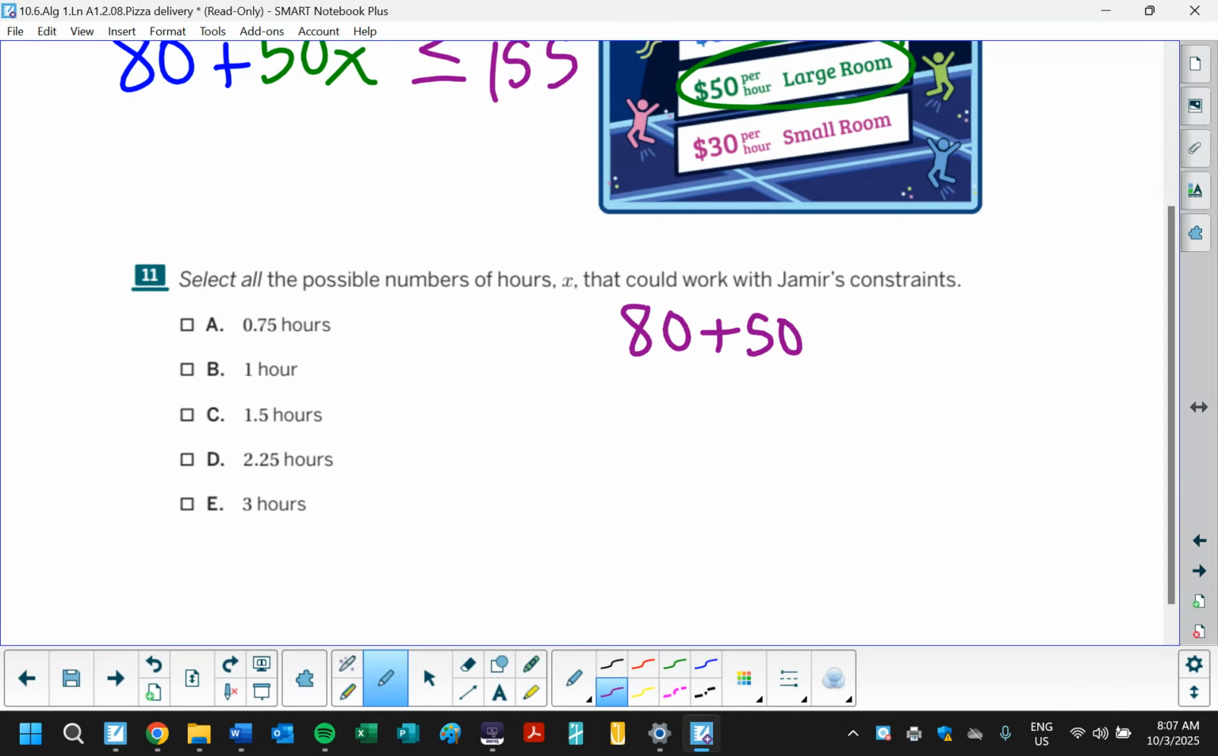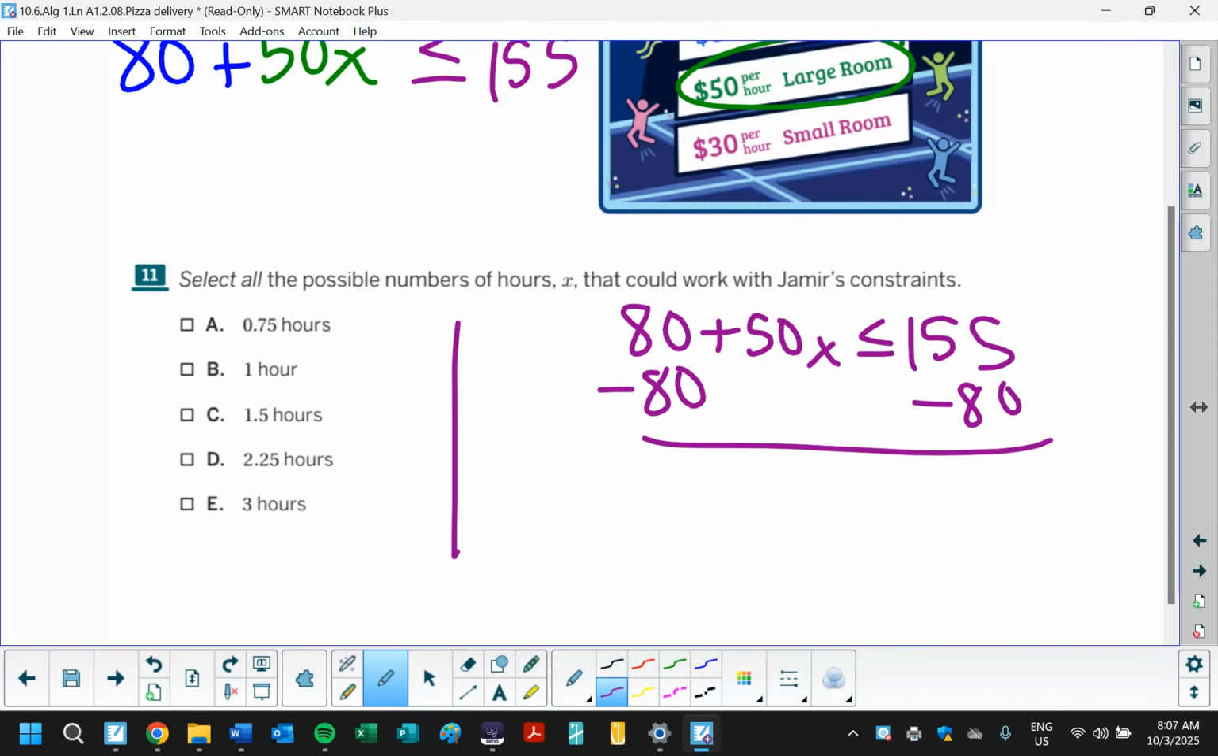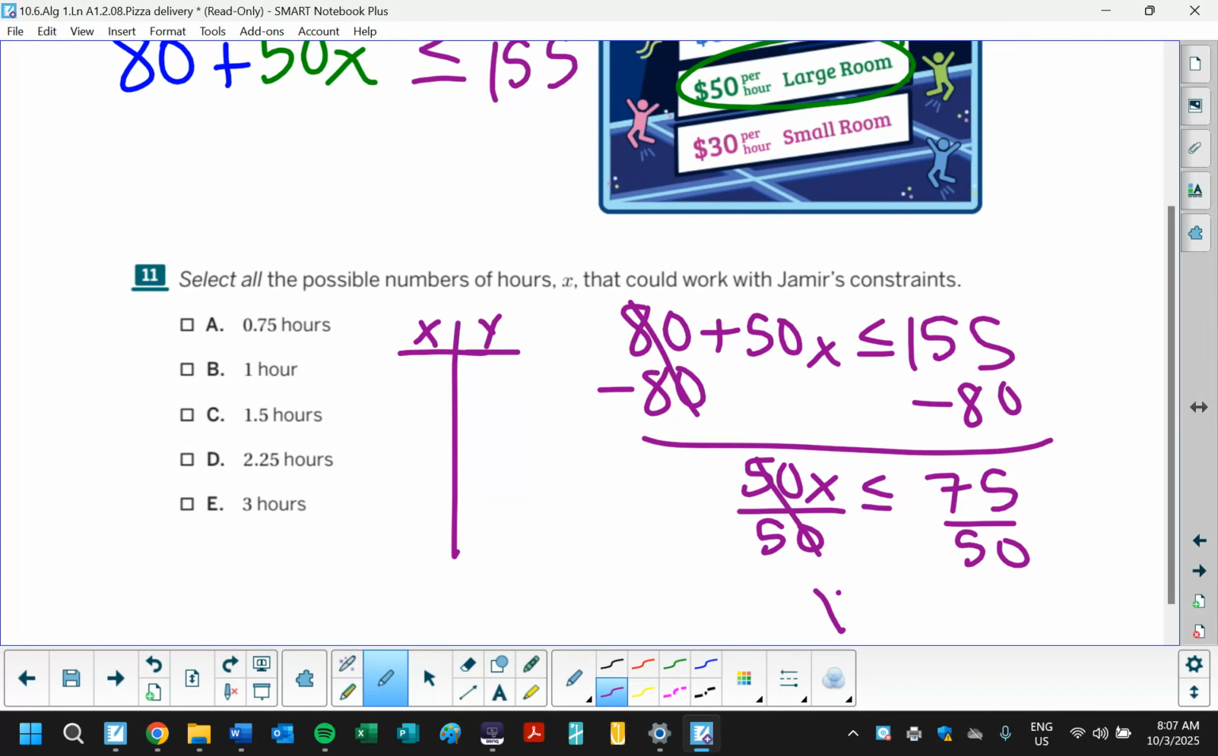80 plus 50x is less than or equal to 155. I'm going to go ahead and not use the table method, but if you want, you could use a table method where y or c could be the cost, and then find all the numbers that would be less than 155. The rest of us, let's go ahead and take away $80. That leaves 75. Split it up into $50 for each hour. Interestingly enough, this could reduce. You could write it as 3/2, as 1.5, or as a decimal.